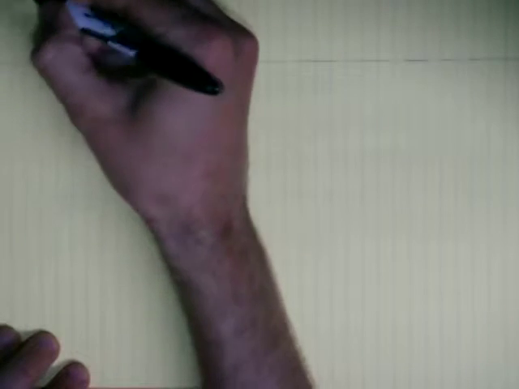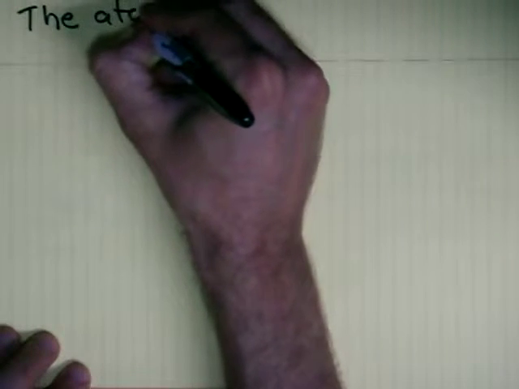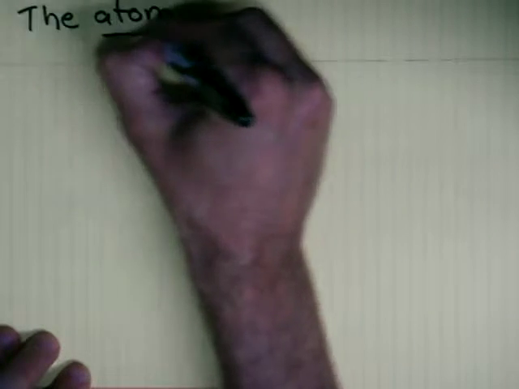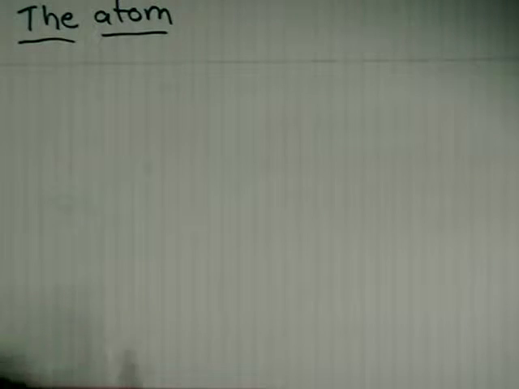Okay, I want to now give a brief introduction to the structure of the atom. So to begin with, we have really an atom. There are only three types of particles in an atom. There are really only three things that make up an atom.